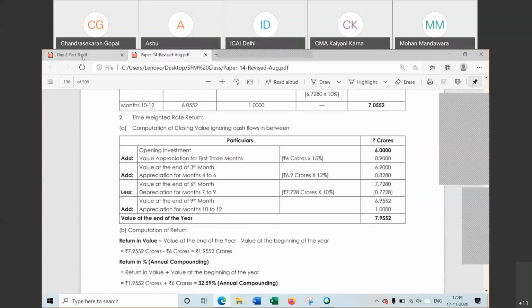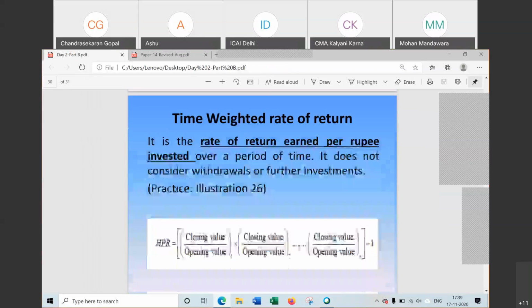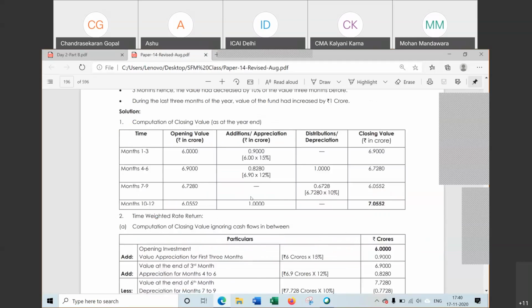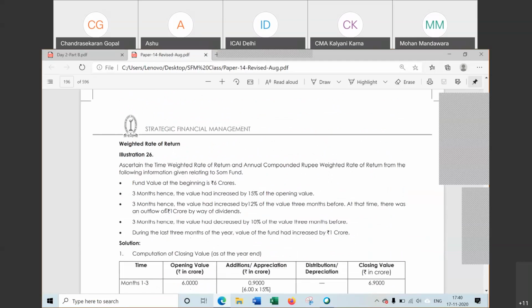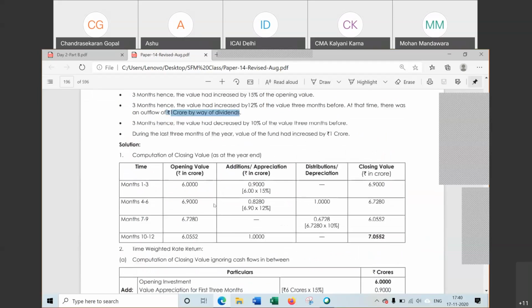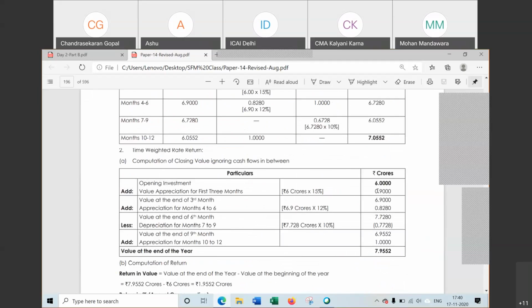Now we will find the time weighted rate of return. That is closing value divided by opening value minus 1, also known as holding period return. It is the rate of return earned per rupee invested over a period of time. But withdrawals and further investment are not considered here. The question says there is a cash outflow of 1 crore by way of dividend, and this point has not been considered here. Withdrawal or investment will not be considered in time weighted rate of return.